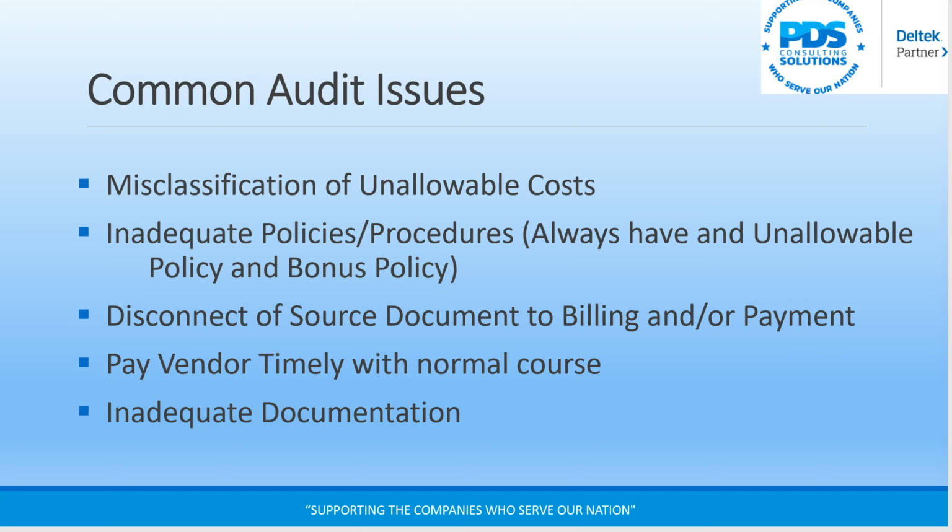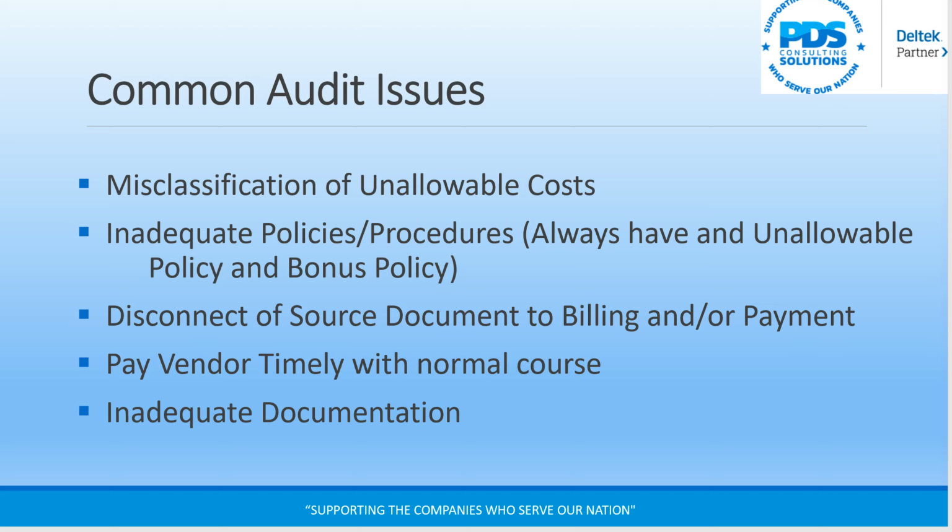One of the things that always comes up right off the bat, as I mentioned, is that they're usually going to ask for your unallowable policy and your bonus policy immediately. So when they're in there, you want to be able to show that you've got source documents for everything, for your billings and your payments. Documentation is critical, whether it's electronic or in hard copy.